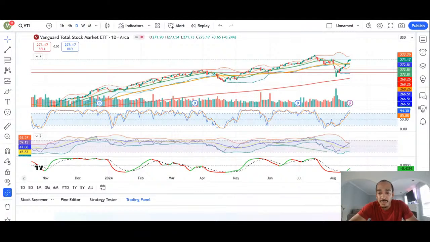But without further ado, we're going to get into the charts and I'm going to show y'all my potential swing trade aspects for the week.